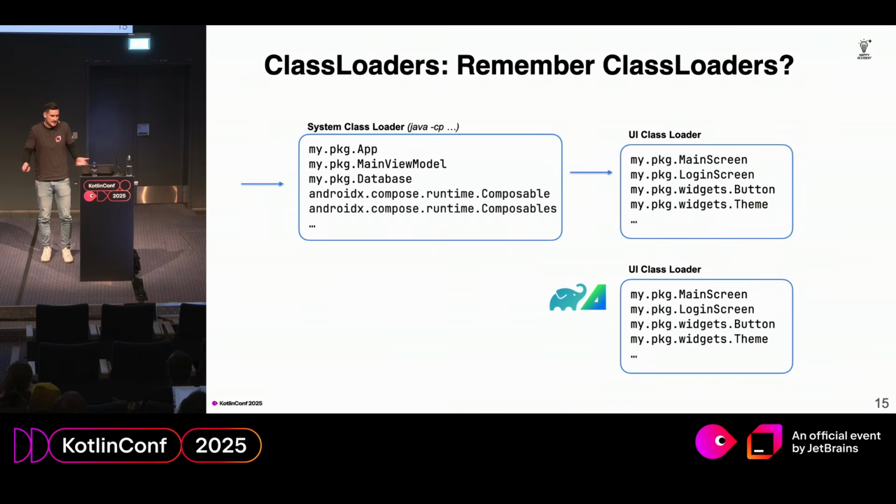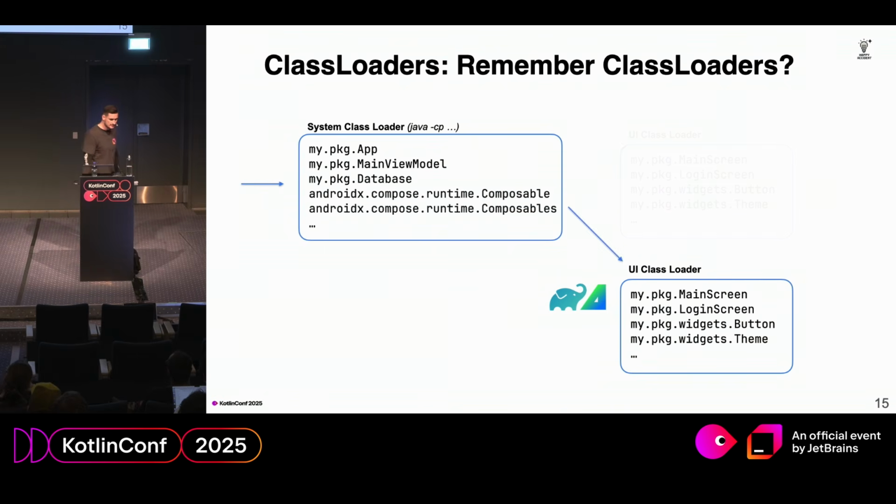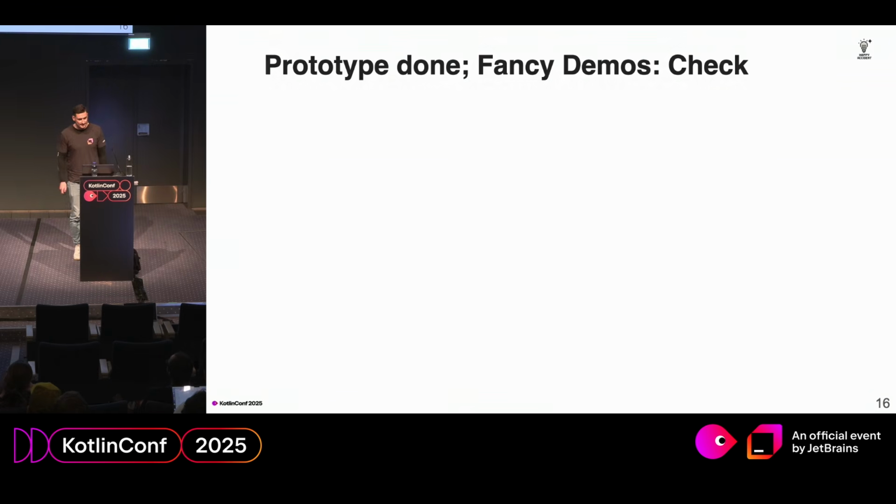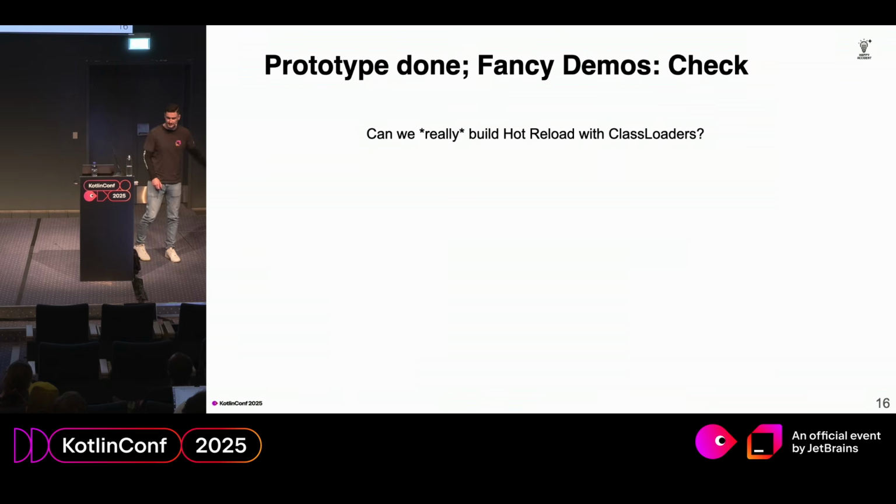And we could just dynamically load those new versions and use those new versions to render the next frame, right? And that would lead to the fancy demos and the prototype that I showed in the Kotlin Slack team channel. But we need to ask ourselves one question. Can we really build hot reload with class loaders? And is this solution really simple enough?